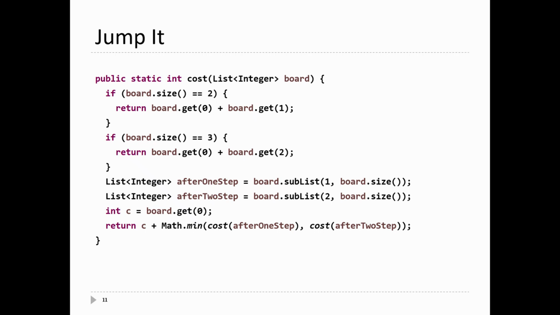Now remember, that's not the first square on the entire board. When I recursively call cost, I'm passing in a sublist of the original board. The starting element of the sublist is index 0. So the current square that you're on is always at index 0 in this method. So C plus the smaller of the two costs gives you the smallest cost for solving this board. And that's your recursive method for solving this problem. All right, any questions? Super.